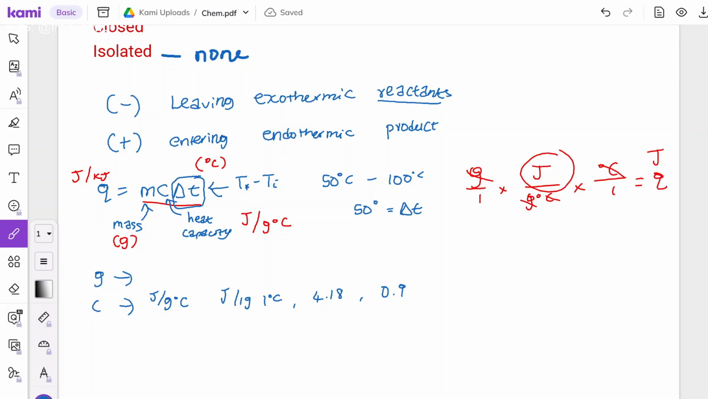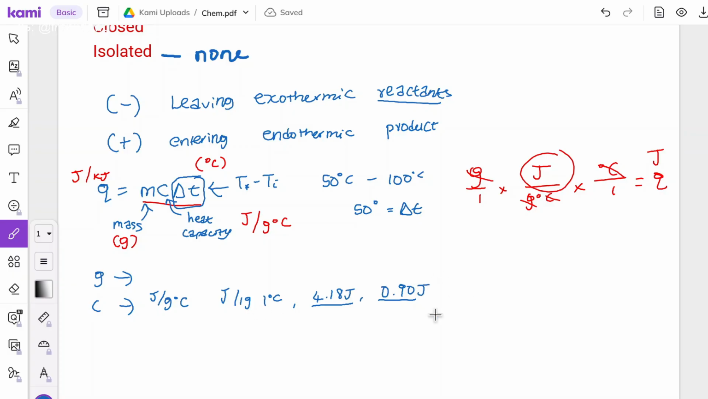I think it's 0.90. And what this basically means is that one of the properties of water is that it takes a lot of energy to heat up water. So it takes 4.18 joules to heat up 1 gram of water up 1 Celsius, while it only takes 0.9 joules to heat up 1 gram of aluminum up 1 Celsius.